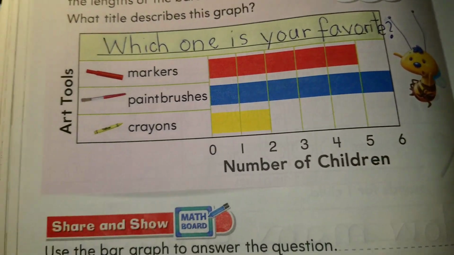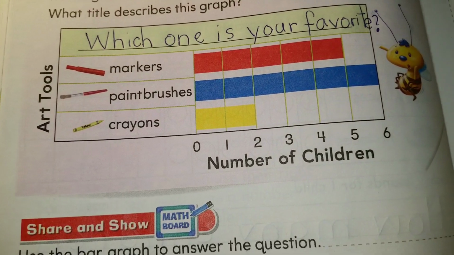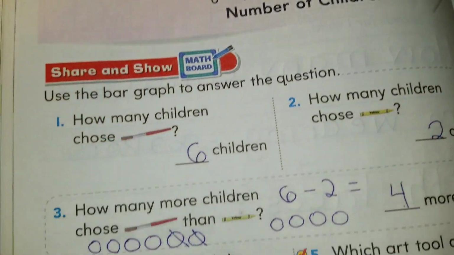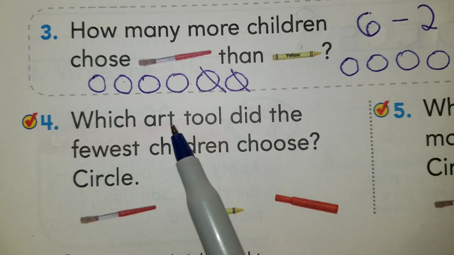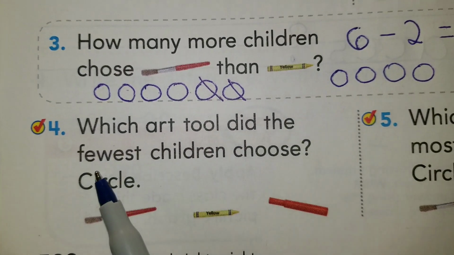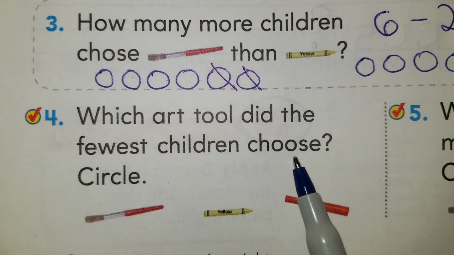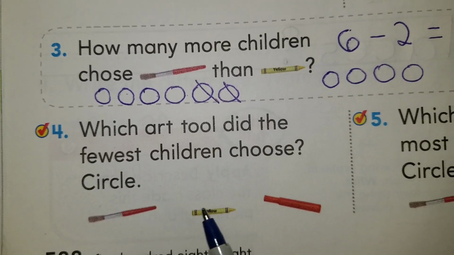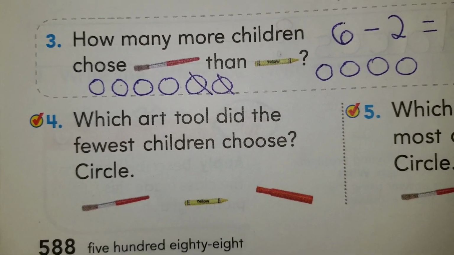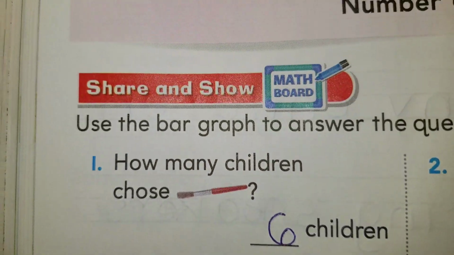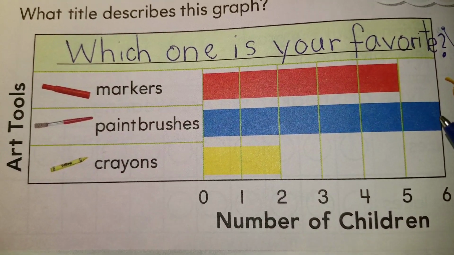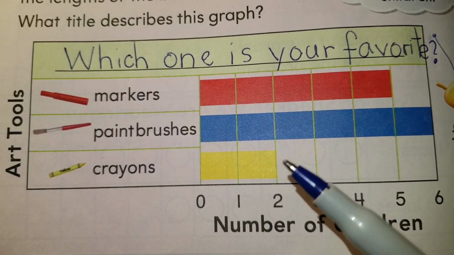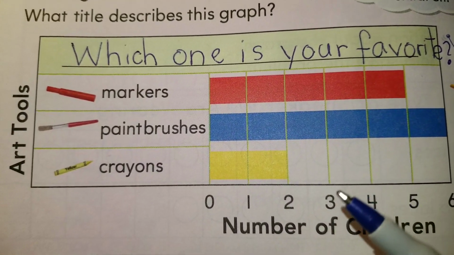You see? So boys and girls, right now we go back to question number 4. Question number 4 says, which art tool did the fewest children choose? Circle. Don't forget, these are the 3 different art tools that we have. We can go back to the bar graph for that. Which one was the one that the fewest children chose? Which one is the shortest bar?